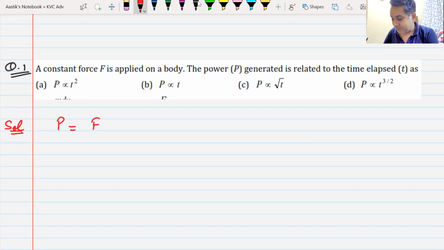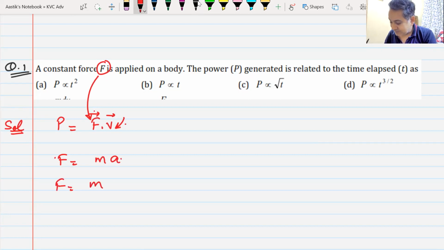Power is F dot v. We understand this? Yes, sir. Dot product of F and v. Force is already given, so force is known. It's constant, it does not vary. The only thing is you have to find out velocity in terms of force. How do you find out velocity in terms of force? F is equal to ma, yes or no? Yes, sir. I can write force as m into dv by dt, yes or no?